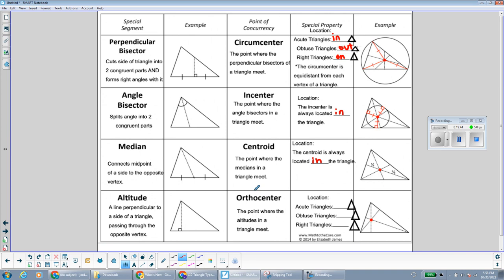just like the incenter. Where the altitudes meet is called the orthocenter, and in acute triangles, it's located outside of the triangle. Oh, sorry, inside the triangle. I'm getting confused here. For obtuse triangles, it's located outside the triangle. And for right triangles, it's located on the triangle, same as with the circumcenter. So for circumcenter and orthocenter, the location varies depending on what kind of triangle you have.